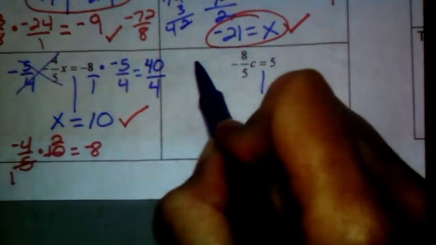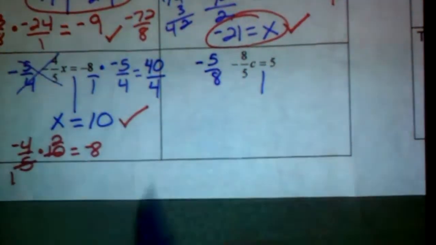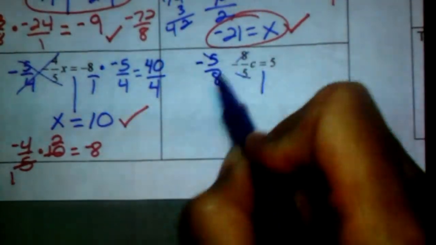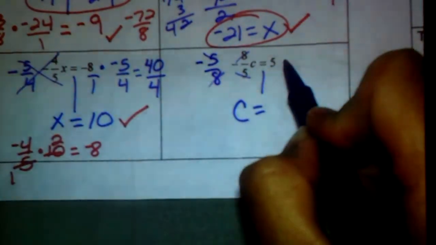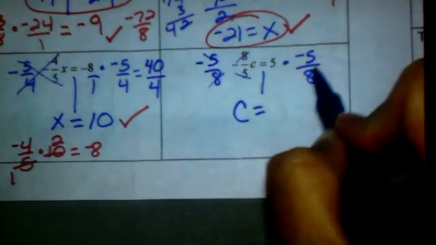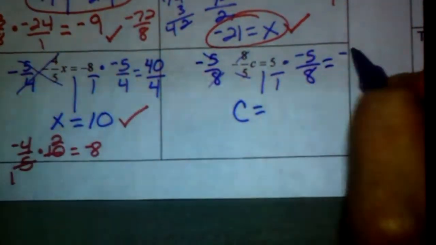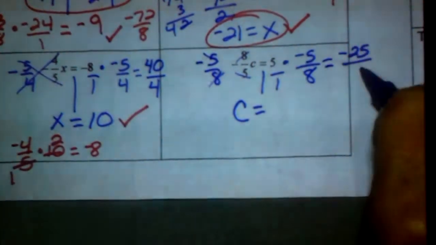Yeah. Alright. Another one like this. The reciprocal of negative 8/5 is negative 5/8. Do that. I get to cross a bunch of stuff out because that's fun. I'm left with 1c, or just plain old c. And I'm going to multiply this side by negative 5/8. Throw 1 under that if you want. I end up with negative 25 on top and 8 on the bottom.